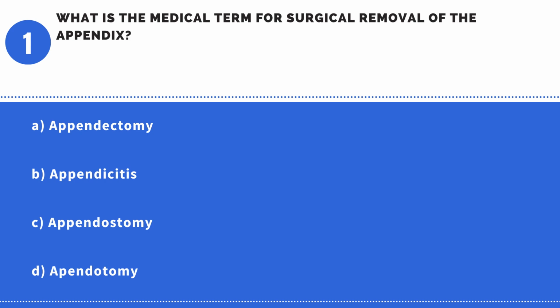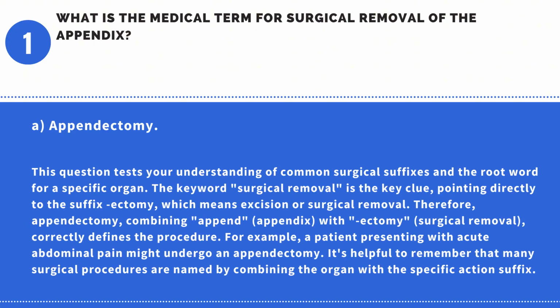Question 1. What is the medical term for surgical removal of the appendix? A. Appendectomy. B. Appendicitis. C. Appendostomy. D. Appendotomy. Answer: A. Appendectomy. This question tests your understanding of common surgical suffixes and the root word for a specific organ.